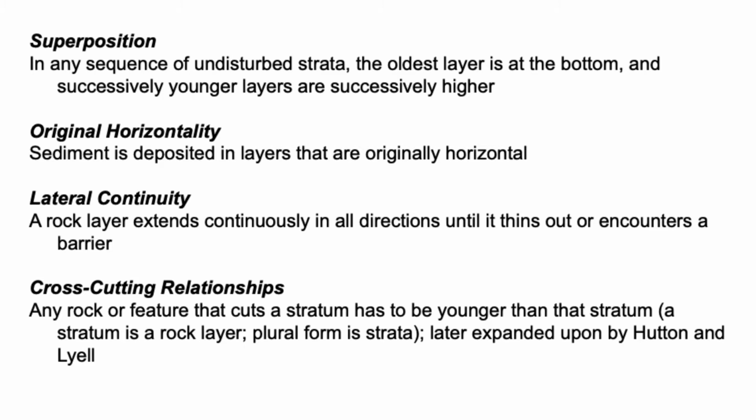And then lastly, he reasoned that if you have something that cuts something else, then it must be younger than whatever the material is that's cut. That was later expanded upon by James Hutton and also by Charles Lyell. We'll talk about them in a little bit here. But anyway, cross-cutting relationships is generally attributed to Steno as well. Those are the four major ones right here, but also his ideas about fossils, and we're going to revisit fossils in here as well.